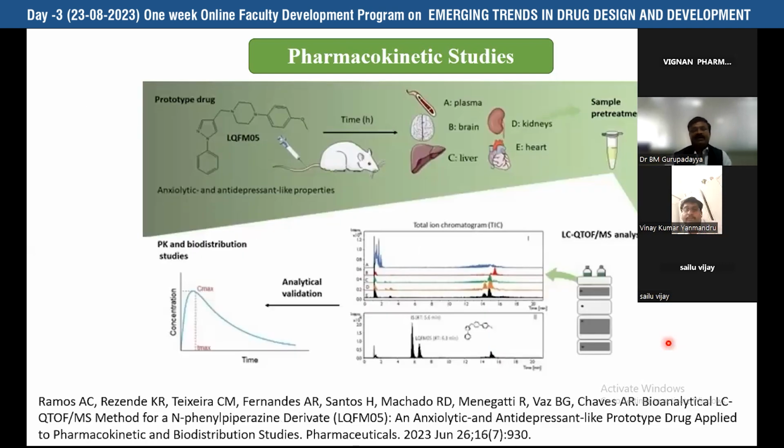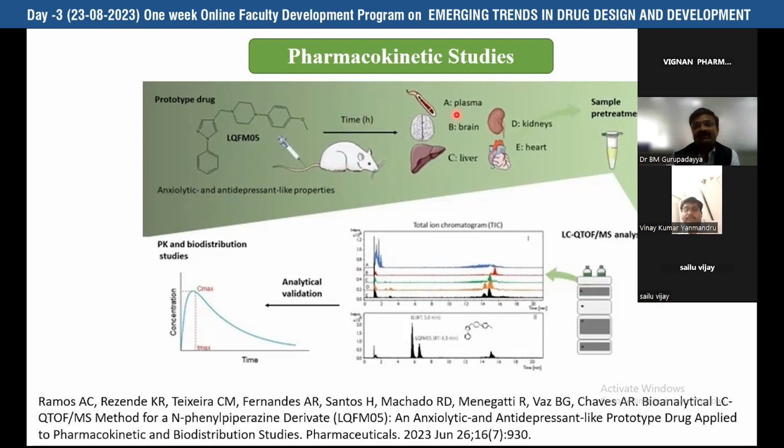And then this particular slide gives more idea about the methodology adopted in the case of pharmacokinetic studies here. Where you are observing that the drug is given to particular animals, and we observe the drug at different time intervals and collect the blood at different time intervals, followed by which it gives the information about the concentration of the drug. So that is one aspect.